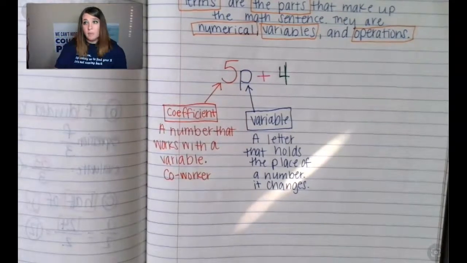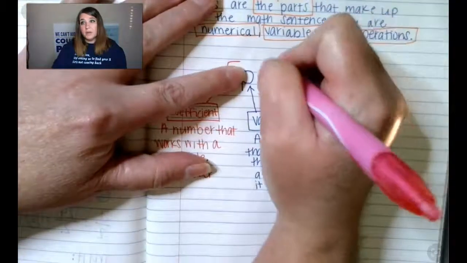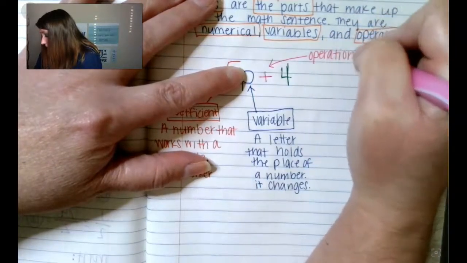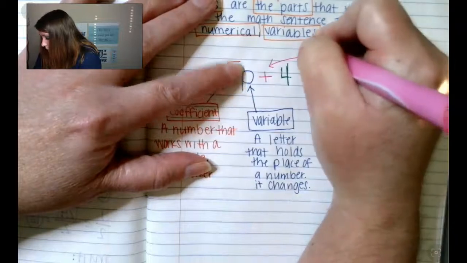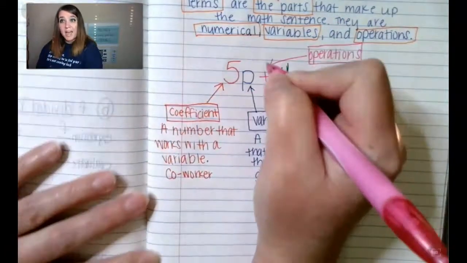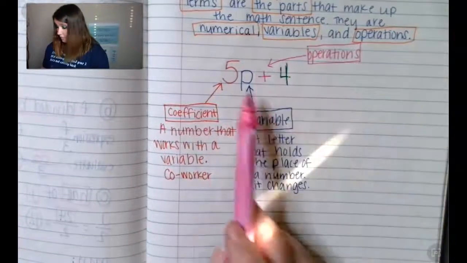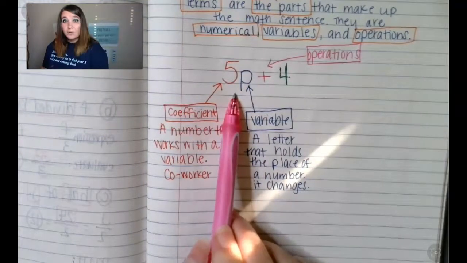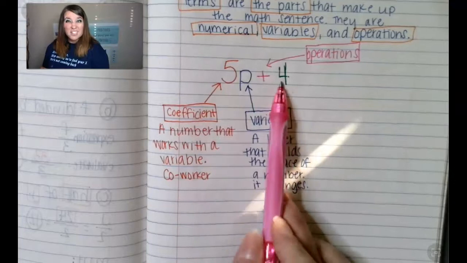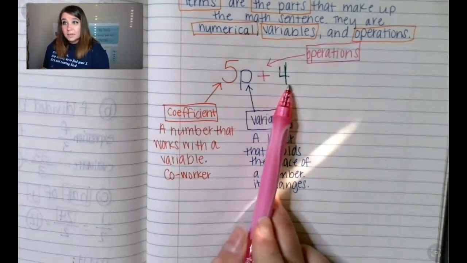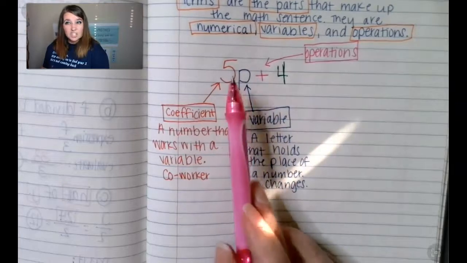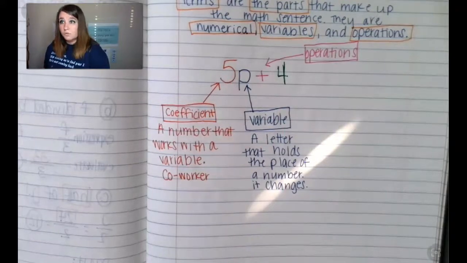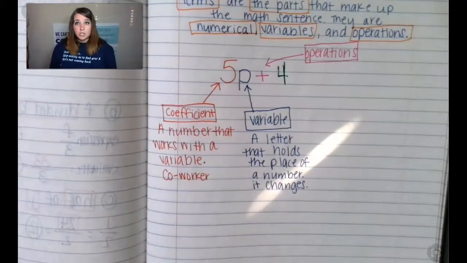And then we have operations. Here's our operations right here. Operations separate the terms. So this is one whole term. 5p, that is one whole term. Without this 5p, I don't have this expression. Without this 4, I don't have this number sentence. This operation here just separates the terms for us. It helps us make our shopping list.